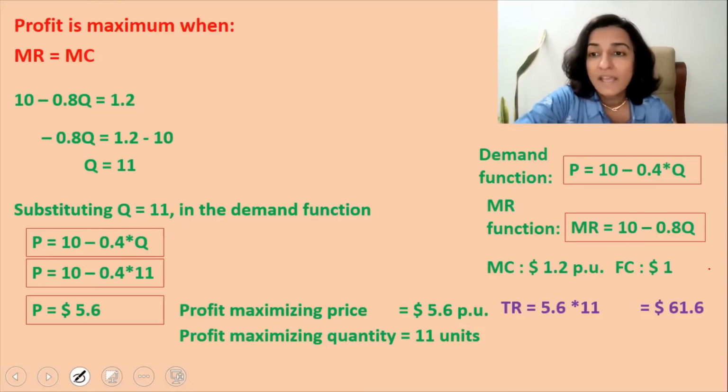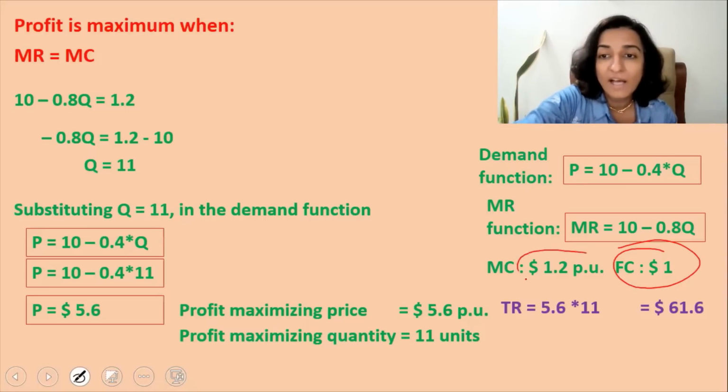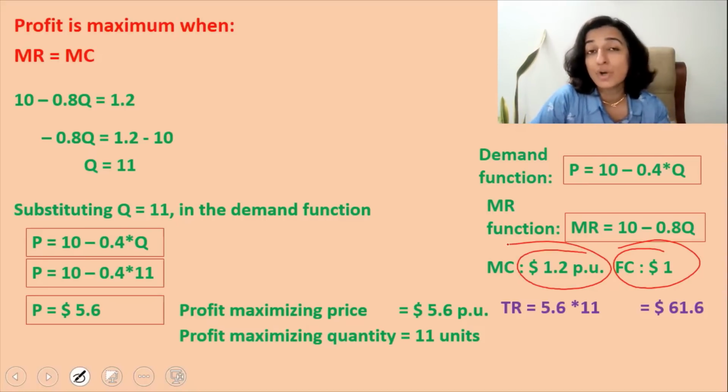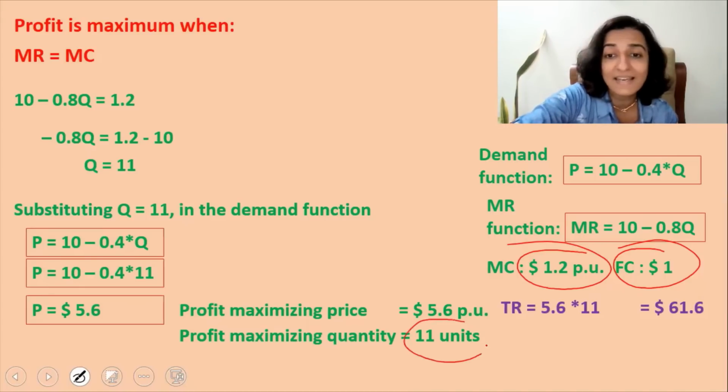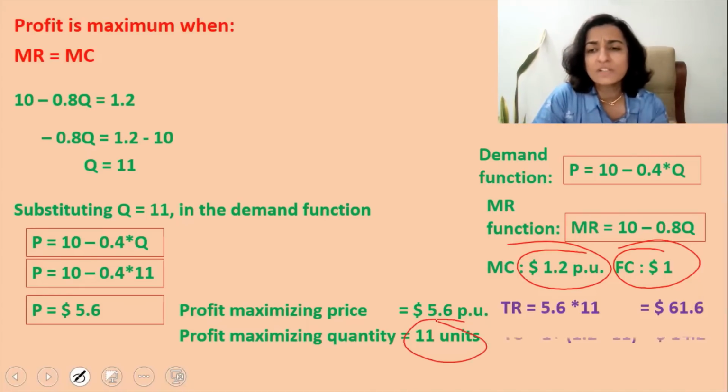What is the total cost? In the question, they have said fixed cost is $1 and the marginal cost is $1.2 per unit. And we are selling 11 units. So what's the total cost?